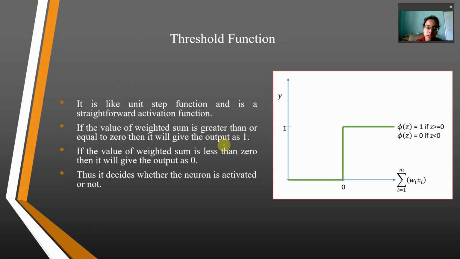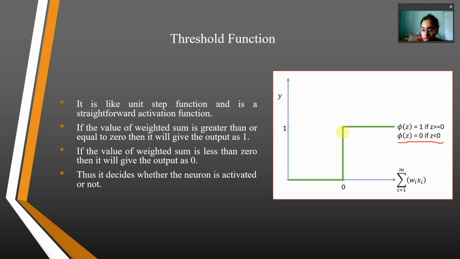So what is the threshold activation function? The threshold activation function is generally a unit step function. Why is it a unit step function? Because if we consider this equation, if z is greater than or equal to 0, then it will be 1, right? Z here is the weighted sum, okay? So if the weighted sum is greater than or equal to 0, then the output will be 1, and if it is less than 0, then the output will be 0. So it is actually the unit step function.